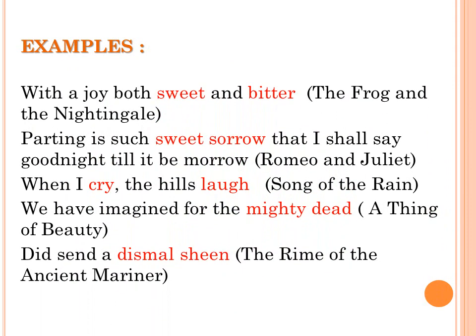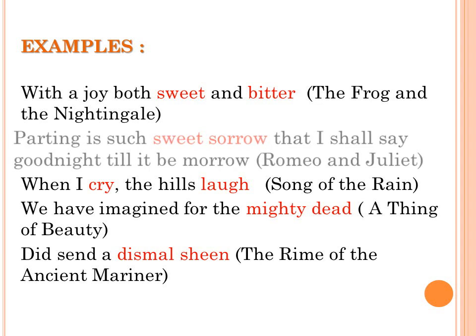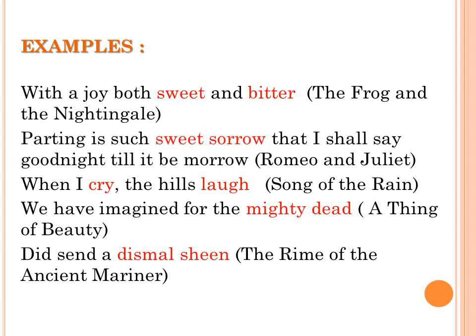Let's see the examples. With a joy both sweet and bitter. Here, a feeling or experience is described, which is a mixture of sweetness as well as bitterness. He is happy as well as jealous. Parting is such sweet sorrow. Here, the feelings of Romeo and Juliet are described, which are full of sadness, as well as they have a hope that they will be meeting tomorrow.